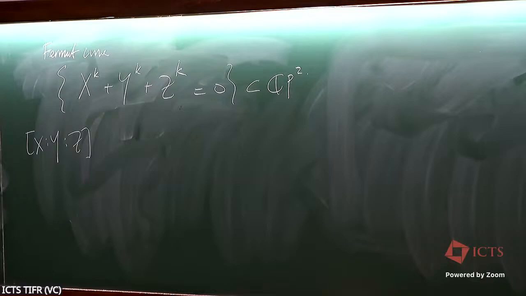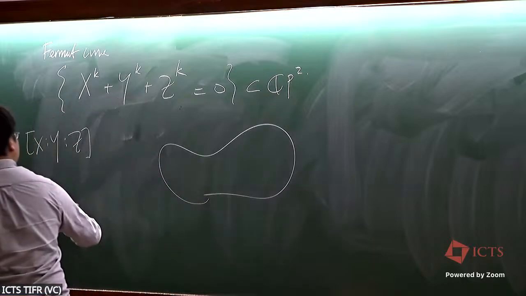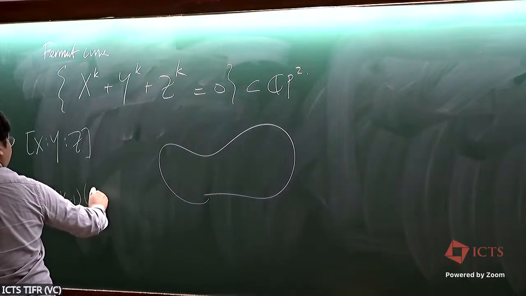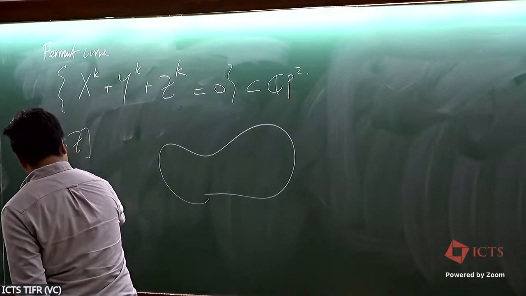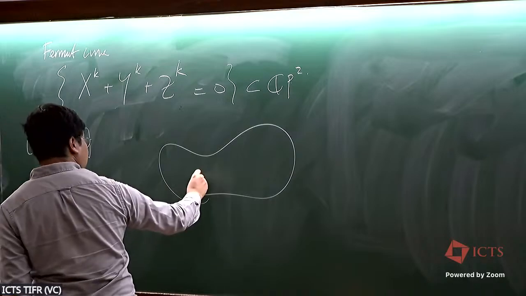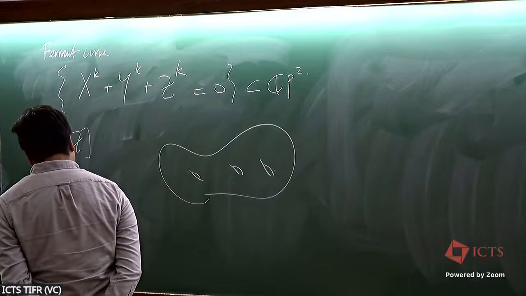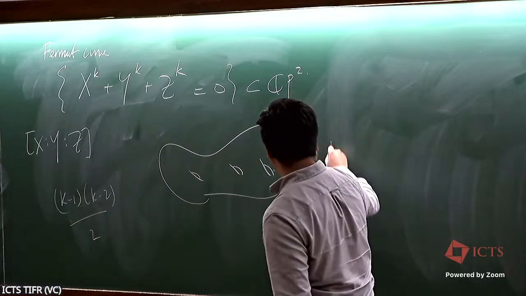Okay? So that's what we start with, this Fermat curve. And you can see that the genus of this Fermat curve is exactly (k minus 1)(k minus 2) divided by 2. Now I forget, let's see, try to do a computation here. When k is 4, genus 3. Okay, so here's an example when k is equal to 4.